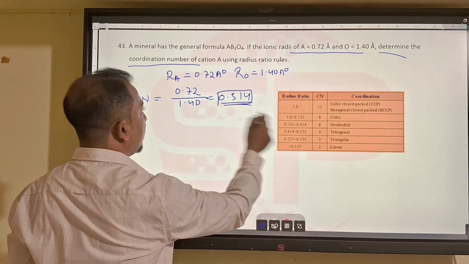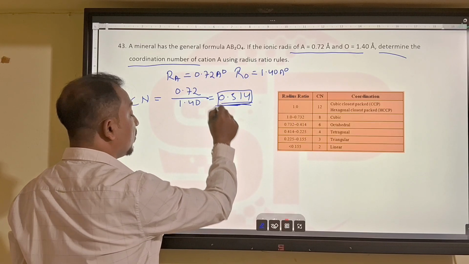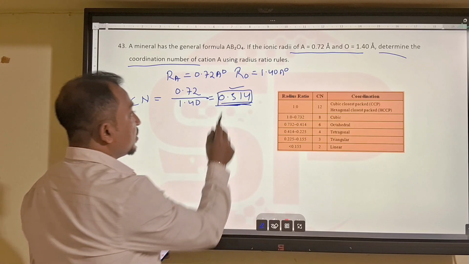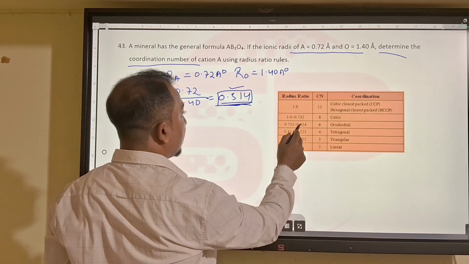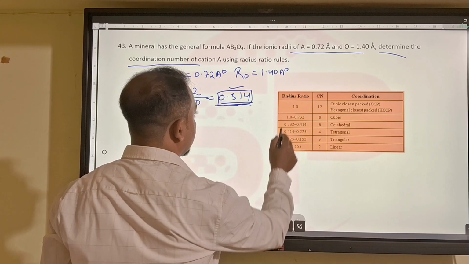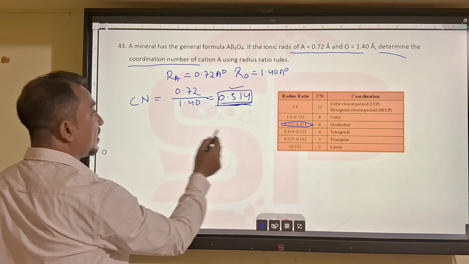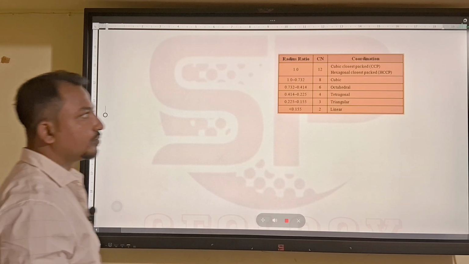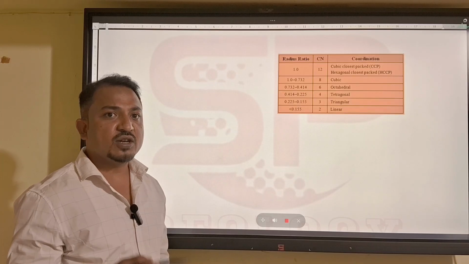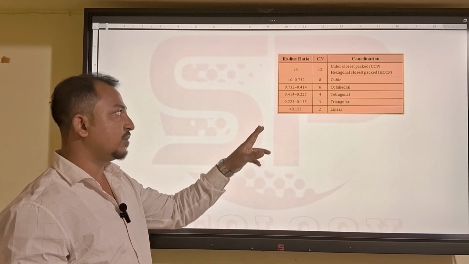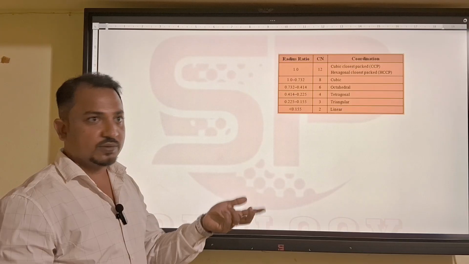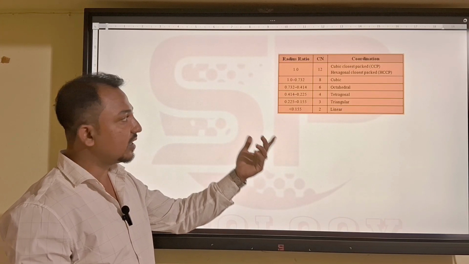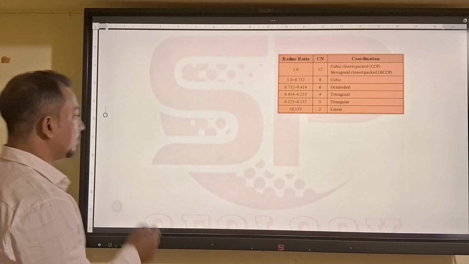Now if you remember the table, you can say what the coordination number will be, because this is not the coordination number, this is the radius ratio. This radius ratio falls within 0.4142 to 0.732, that is your 6. So the coordination number will be 6. To solve coordination number problems, this table is very important. First memorize the table, then take the radius ratio, see which range it falls within, and choose your coordination number.